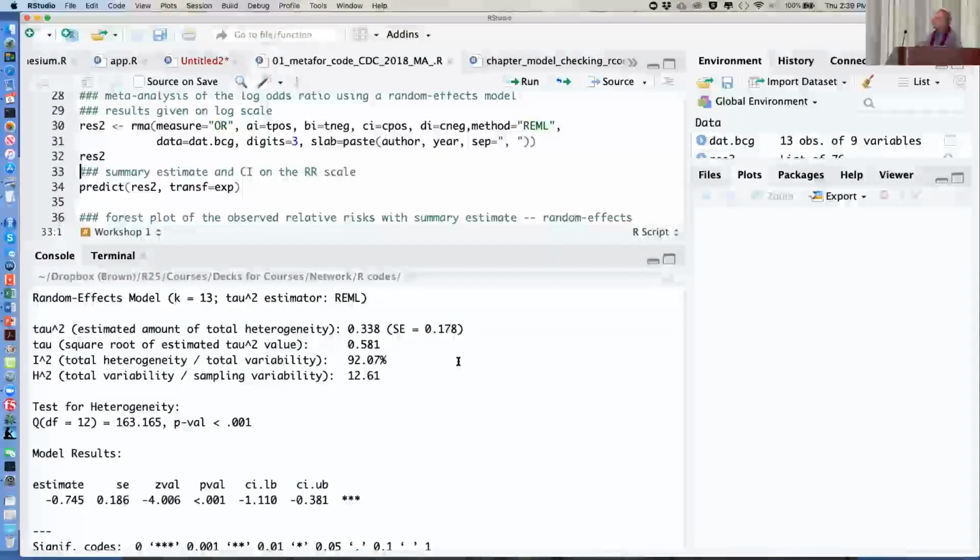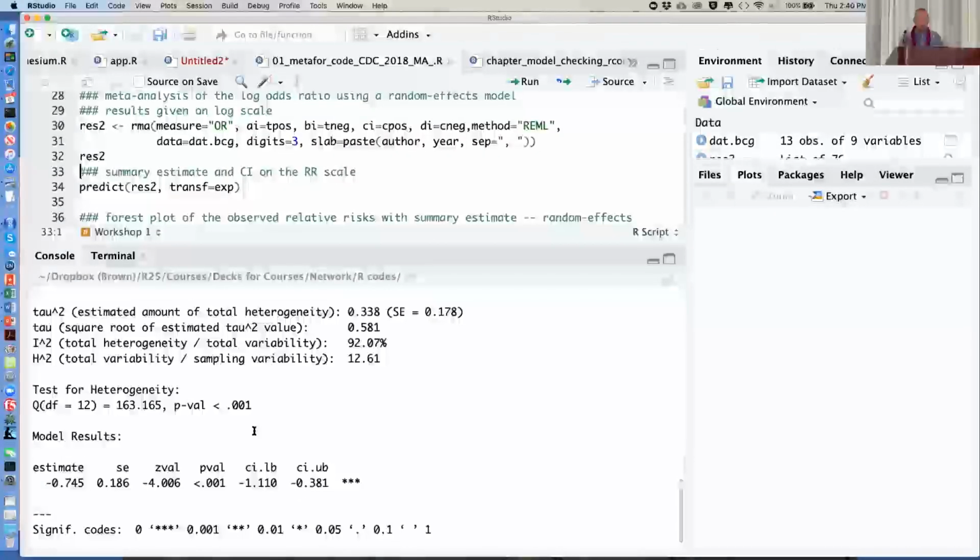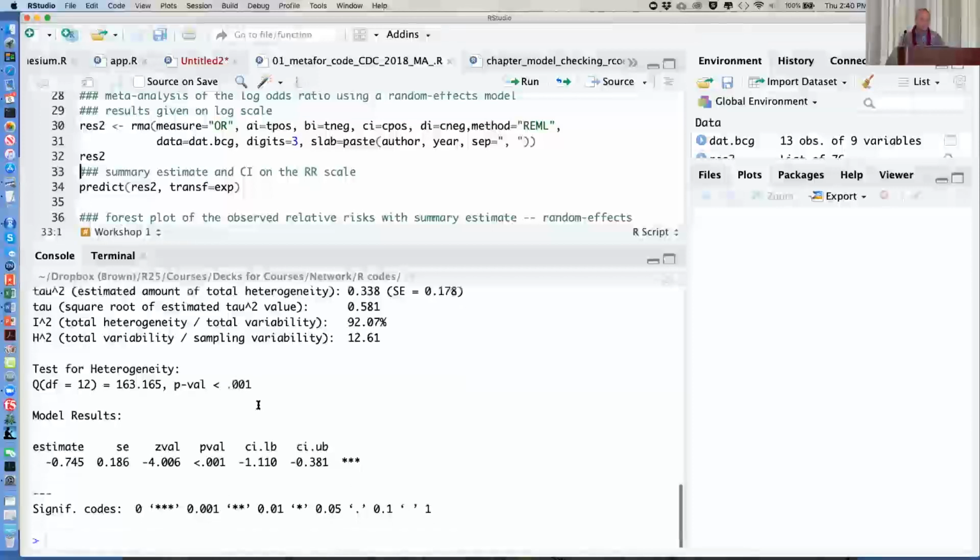So it tells us that k is 13. We have 13 studies. The tau-squared estimator is using REML. Our tau-squared estimate is 0.338 with a standard error of 0.178. Tau, which is the square root of this, is 0.58. Our I-squared value is 92, and our H-squared value, which is sort of a different way of expressing I-squared, is 12. Our Q-test has a statistic of 163, which according to the chi-square test is a p-value of 0.001. So in other words, there's a lot of heterogeneity in the data here. We have an I-squared of 92%, and we have a Q that's very significant.